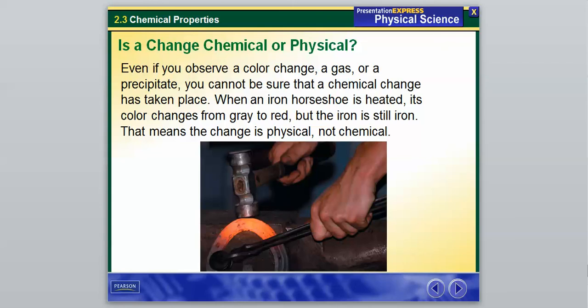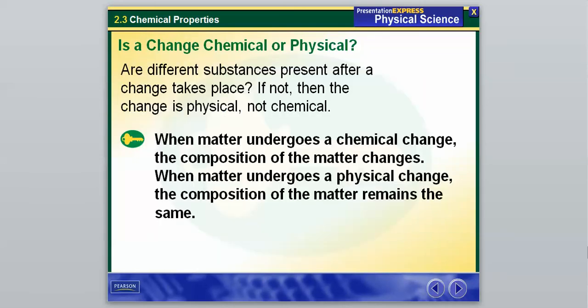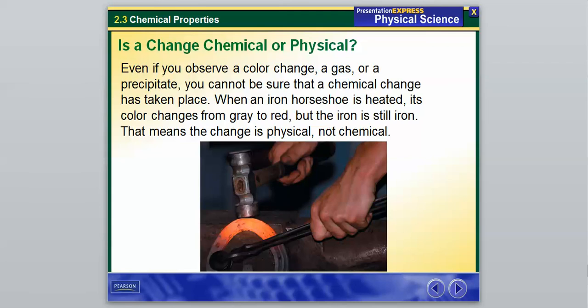One example that they give is that when an iron horseshoe is heated, its color changes from gray to red. However, the iron is still iron. It did not change. That means that the change has been physical, not chemical. So for the most part, those three characteristics that we went over, color change, gas, or the formation of a precipitate, are usually, most of the time, indicators of a chemical change, but you cannot rely on that 100% because, right here, a color change has occurred from gray to red, but the iron is still iron. It has just been heated up. So you still have to be a little bit careful to not just make an assumption right away. You have to maybe do an investigation into the composition of the material.